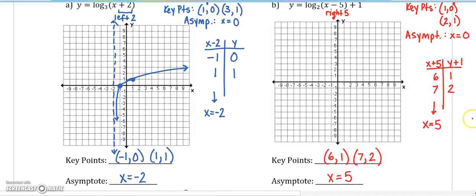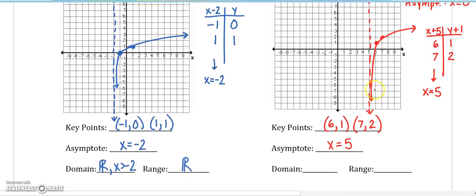So let's try drawing it. x equals 5, there's my asymptote, 6, 1, and 7, 2. All right, so again, to draw this, I'm hugging my asymptote, and then we're just curving out. Now once again, look at how it's going down and up. That means the y's are all covered, so my range is all reals. But my domain is restricted because of this vertical asymptote here. All right, x has to be to the right of 5, so I would say x is greater than 5.